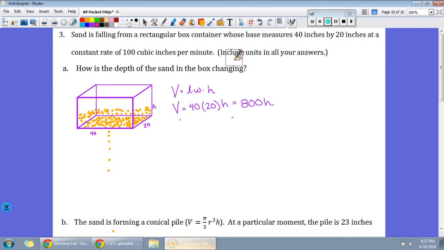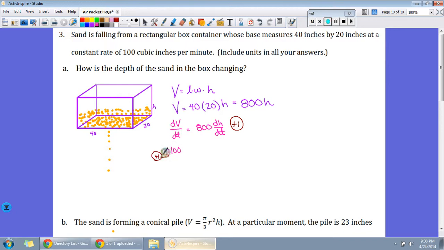To figure out the depth in the box, the related rates, we need to take the derivative of this equation. So we're going to have the derivative of V and the derivative of h with respect to time. dV/dt equals 800 dh/dt. This derivative is worth 1 point.